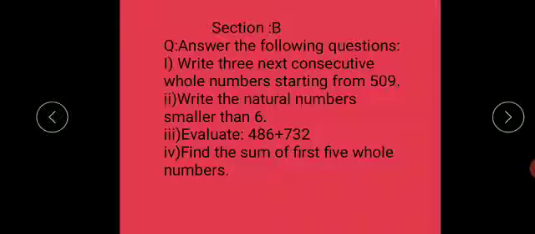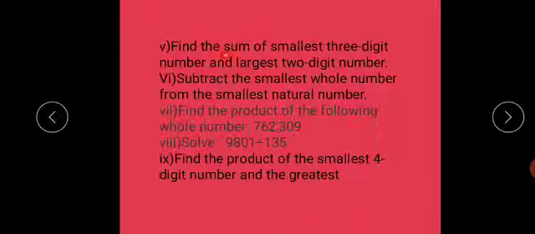Section B is answer the following questions. You have to solve it. Part 1: write 3 next consecutive whole numbers starting from 509. Second part: write the natural numbers smaller than 6. Third part: evaluate 486 plus 732. Fourth part: find the sum of first 5 whole numbers. Fifth part: find the sum of smallest 3-digit number and largest 2-digit number. Sixth part: subtract the smallest whole number from the smallest natural number.